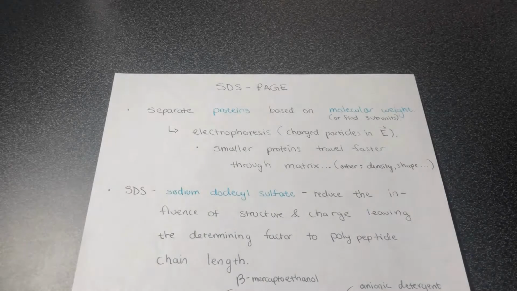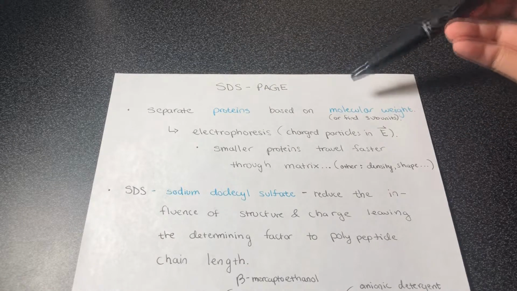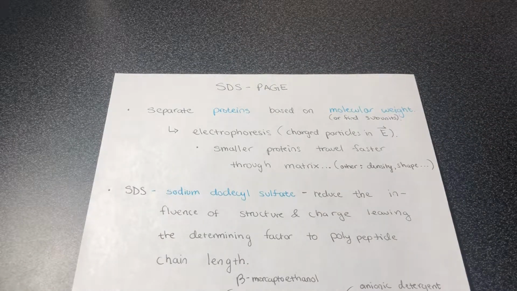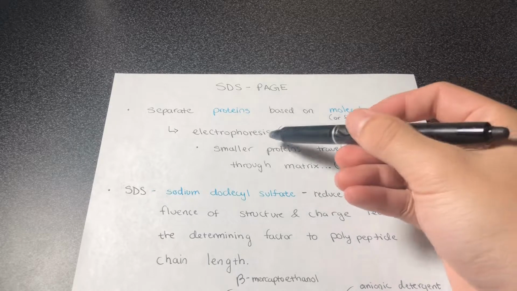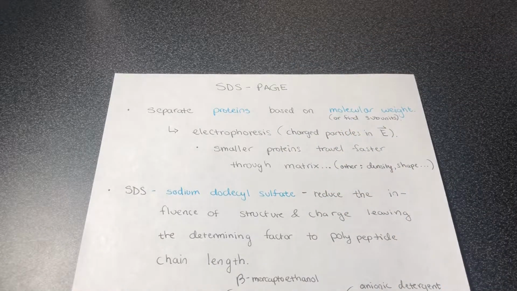Hey everyone, today we're going to talk about SDS-PAGE. What is SDS-PAGE? It's a biochemical technique that we use to separate proteins based on molecular weight or to find subunits. A great example is hemoglobin as a tetramer, meaning it has 4 subunits. So we use electrophoresis, and that's going to tell us the first part to understanding what it stands for.